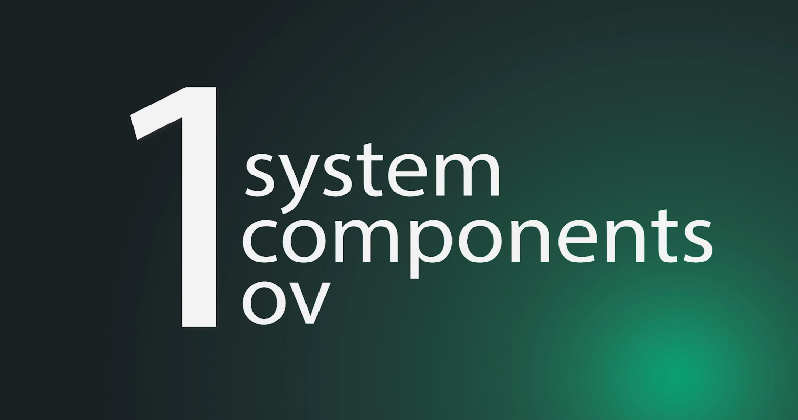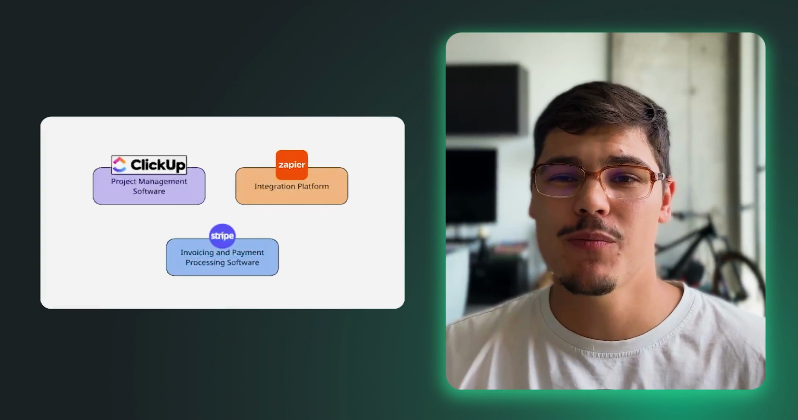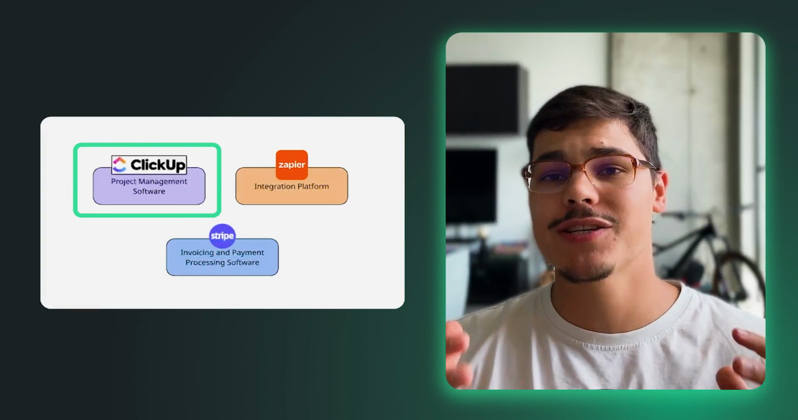So let's get started. Now, before we dive into actually testing and seeing how that system works, let me first walk you through a couple of overall functionalities of the system so we know what to expect from it. The first thing, let's have a look at all the system components that we have. In this case, we have three main system components. It's going to be ClickUp as our project management software.